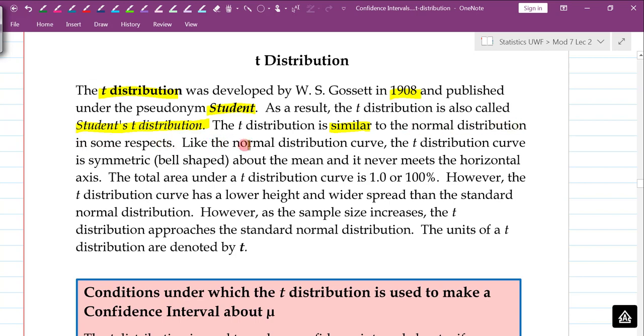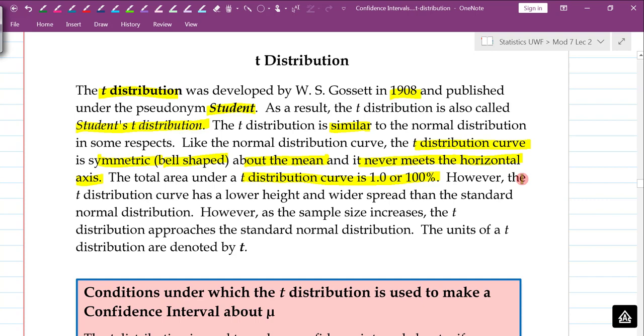Like the normal distribution curve, the t-distribution curve is symmetrical, bell shaped, about the mean, with the mean in the center. It never meets the horizontal axis, so it has an asymptote. The total area under the t-distribution curve is 1.0 or 100%. Those are all the same as the normal distribution.